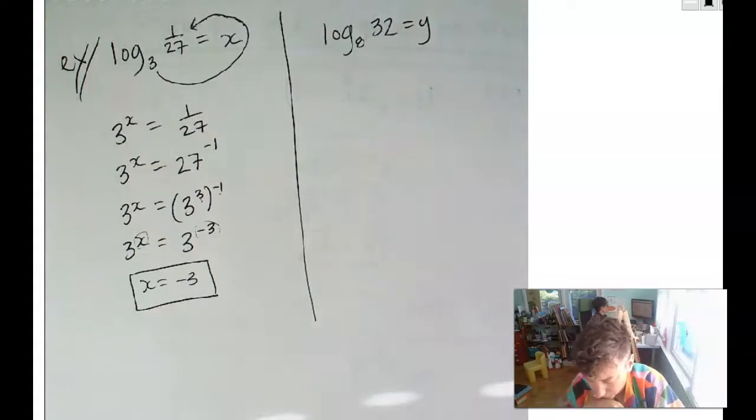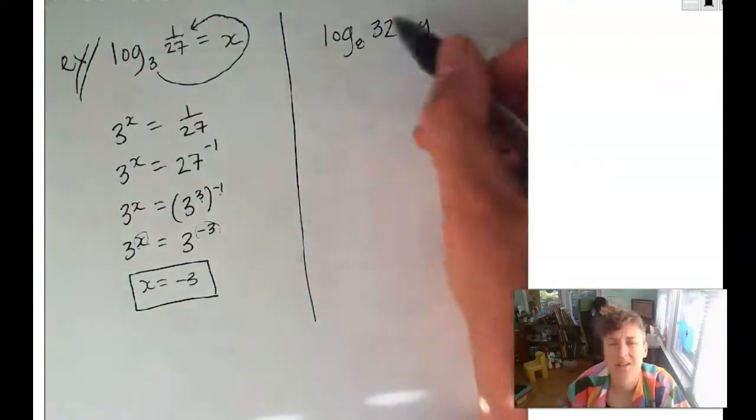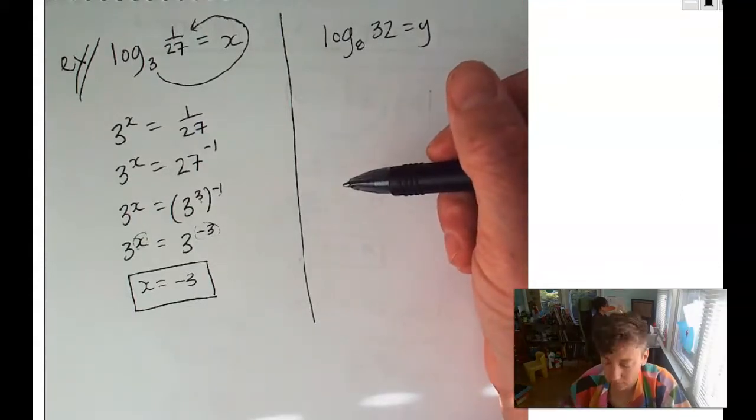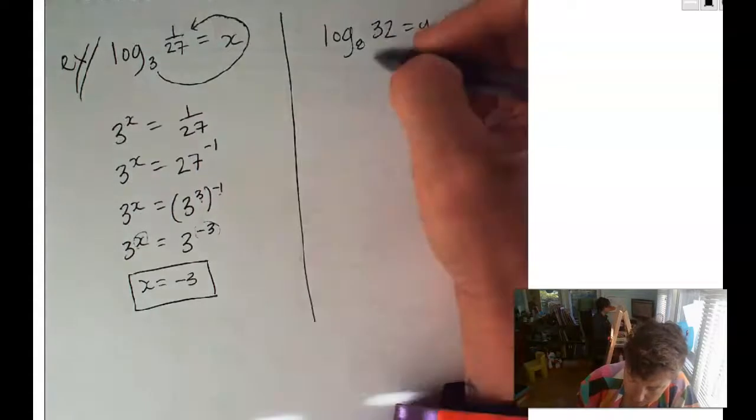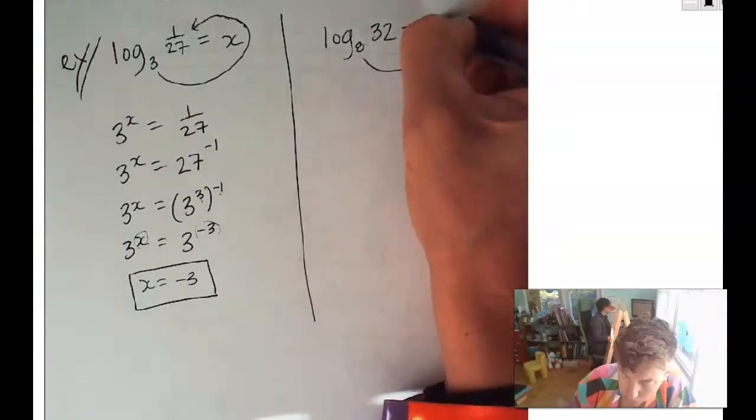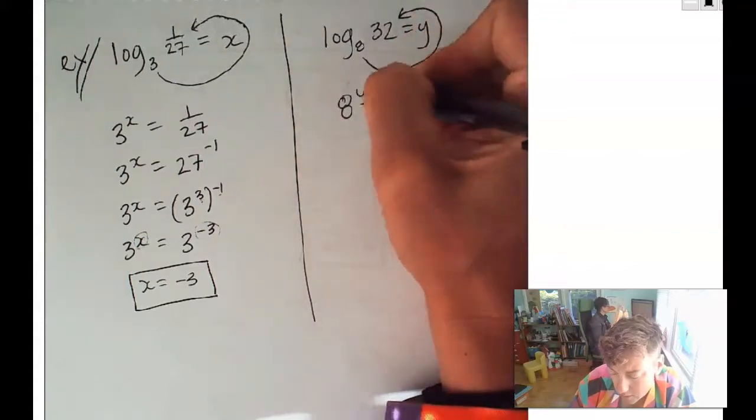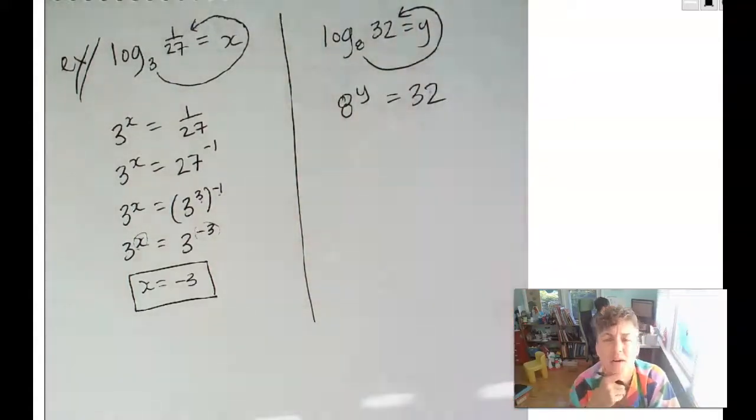Alright. Now let's look at this other guy. Log base 8 of 32 equals y. What does that mean? Of course, that means 8 to some power equals 32.